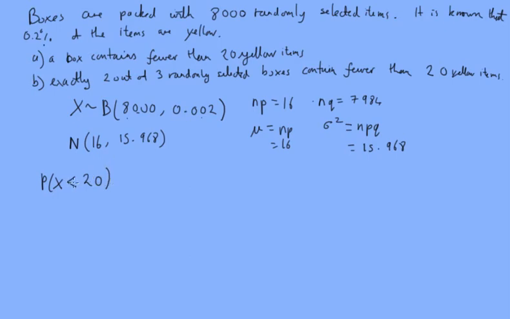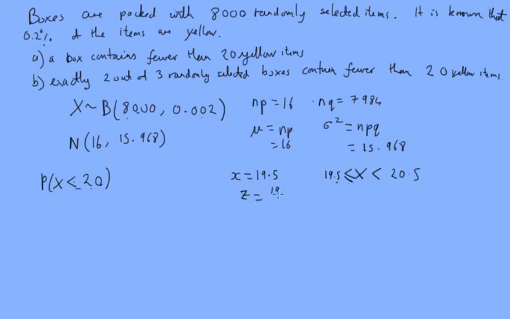So thinking about our continuity correction, let's think what x could be. X could be between 19.5 and 20.5. Now because it's not equal to 20, x is going to be 19.5.